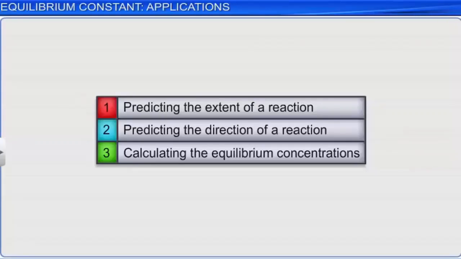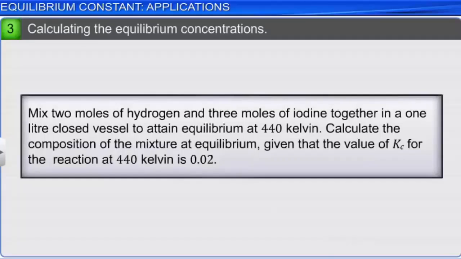Let us now look at how equilibrium constant helps in calculating equilibrium concentrations. For this, let's consider a problem. Mix 2 moles of hydrogen and 3 moles of iodine together in a 1 liter closed vessel. It attains equilibrium at 440 Kelvin. Calculate the composition of the mixture at equilibrium given that the value of Kc for the reaction at 440 Kelvin is 0.02.